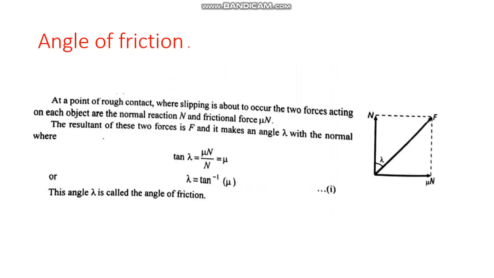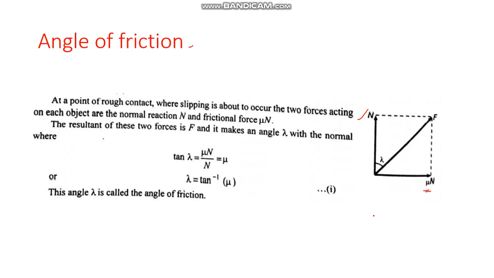Next we'll talk about angle of friction. You see here that the friction here is mu times N and normal reaction is in the y direction. Friction is in the x direction, let us say. Angle of friction is the angle which is made with respect to the normal. This is a very important point. Remember, angle of friction lambda here is the angle it is making with respect to the normal. It is not with respect to the horizontal.